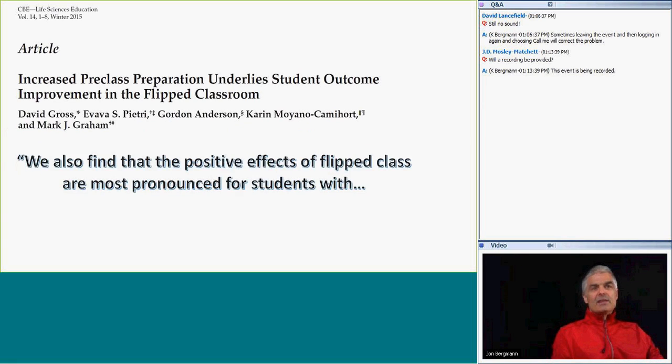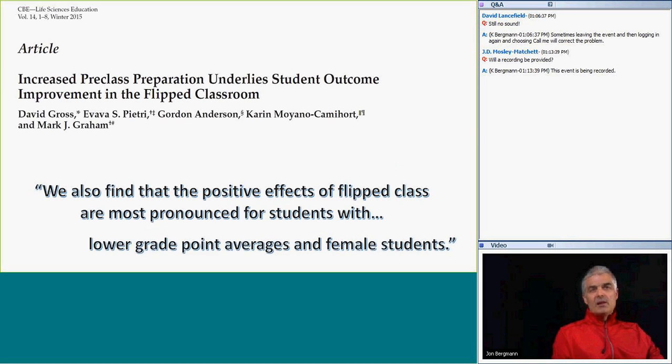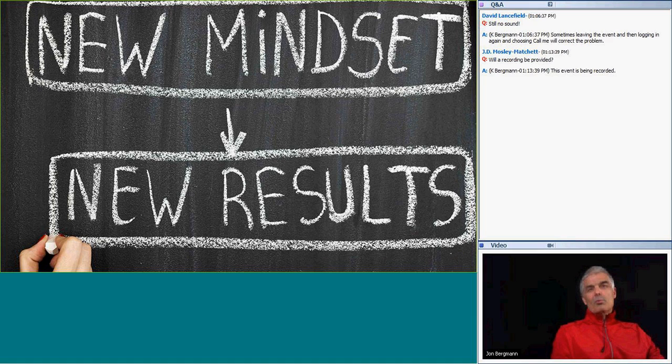And when they did that, they found that the most positive effects of the flipped classroom happened with, get this, low grade point average students and females. The biggest impact was in lower, struggling students, right? And also the girls. So I think that was pretty powerful. As we learn more, we're discovering a new mindset and new results, and seeing that flipped learning can solve many of the most important problems in the world of education.